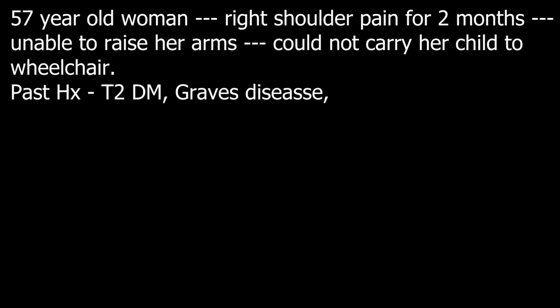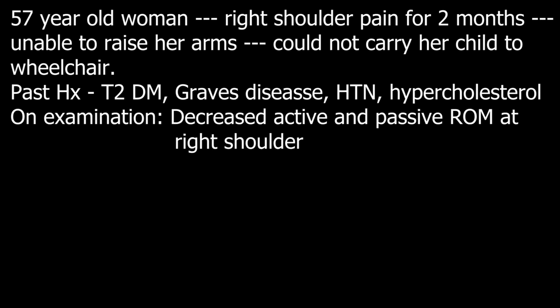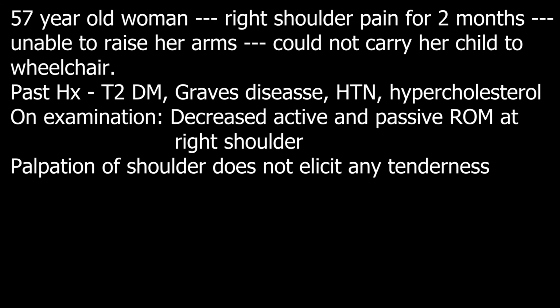Before the pain, she used to carry him and transfer him to the wheelchair, but now she is unable to do so. The patient's other medical conditions include type 2 diabetes mellitus, Graves' disease, hypertension, and hypercholesterolemia. On examination, there is marked decrease in passive and active abduction, flexion, and rotation at the right shoulder. Palpation of the shoulder and acromioclavicular joint does not produce pain. The remainder of the physical examination is unremarkable and the X-ray is normal.